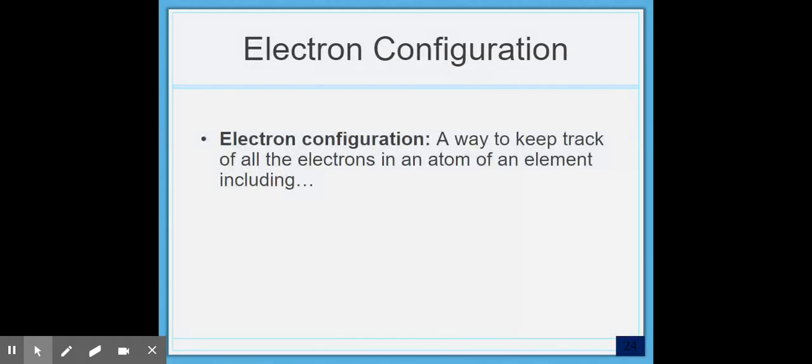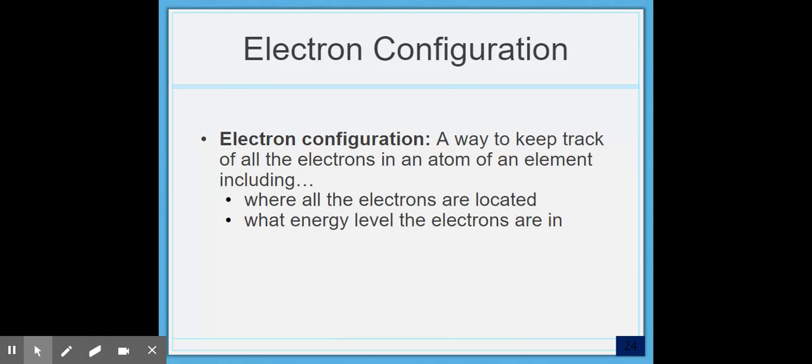Electron configuration is a way to keep track of all the electrons in an atom or an element. It includes three pieces of key information. The first is where all the electrons are located. The next is what energy level our electrons are in. And the third is what orbital our electrons are in. We'll get into what an orbital is in a little bit. But again, if we look at the shell model, all we really see are electrons on rings. If we use electron configuration, we can get these three pieces of information.